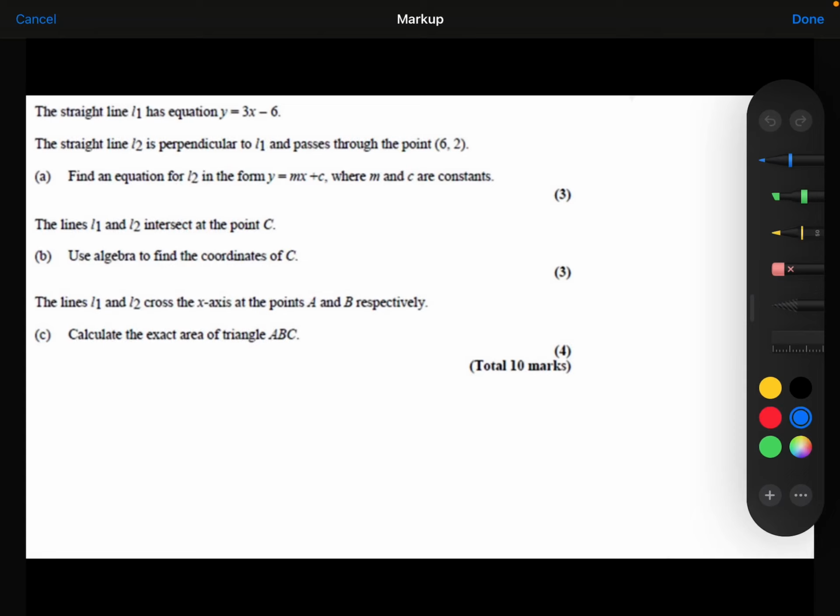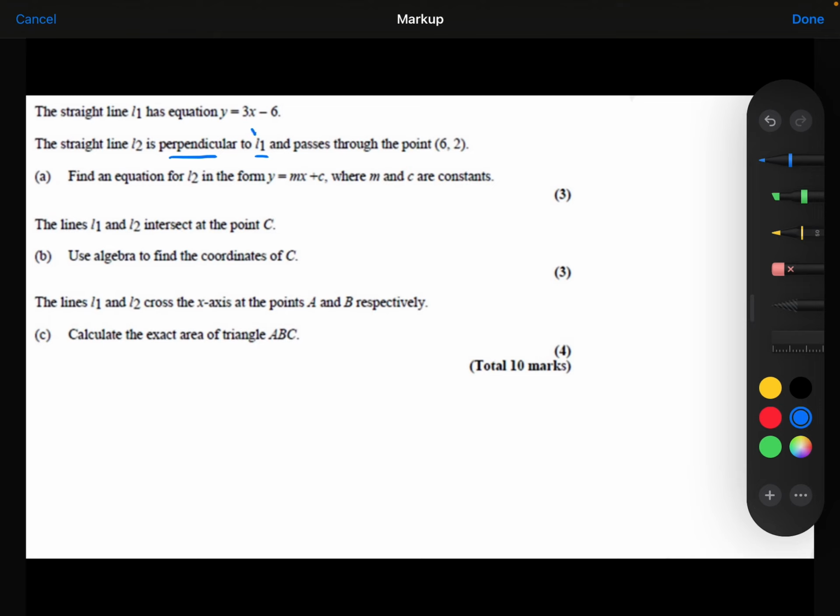A straight line L1 has equation y equals 3x minus 6. The straight line L2 is perpendicular to L1, so we're thinking negative reciprocal, and passes through the point (6, 2). Part A: find the equation for L2 in the form y equals mx plus c, where m and c are constants. So, like I just said, if L2 is perpendicular to L1, then it has the negative reciprocal gradient.